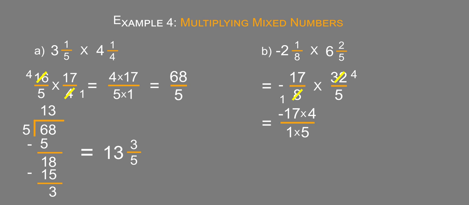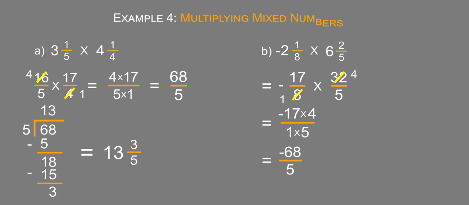And this looks fairly similar to our previous problem. 17 times 4 we already know is 68, so this is negative 68 over 5. And since we already know 68 fifths is 13 3 fifths, the only difference is that this time we have a negative. This is negative 13 3 fifths.